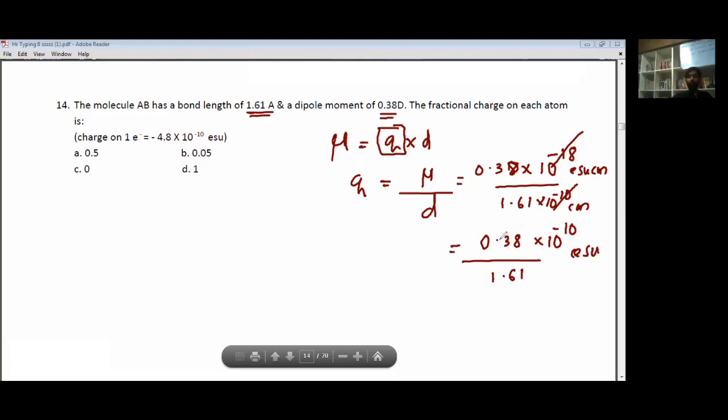Fine. So 0.38 divided by 1.61. Fine. So what is the double of 38? 38, the double is nearly 1.88. Fine.